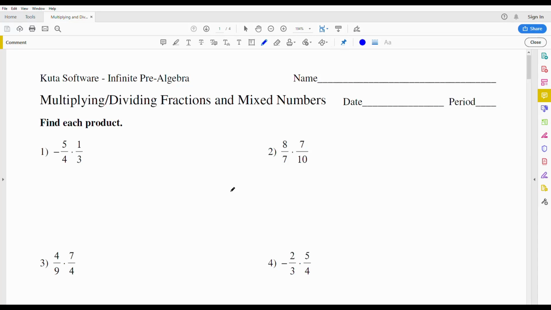In this video, we're going to start the Kuta Software Infinite Pre-Algebra free worksheet, multiplying and dividing fractions and mixed numbers. In this first part, we're going to be finding each product. And on the second page, we'll be finding each quotient. But for now, let's jump into number 1.